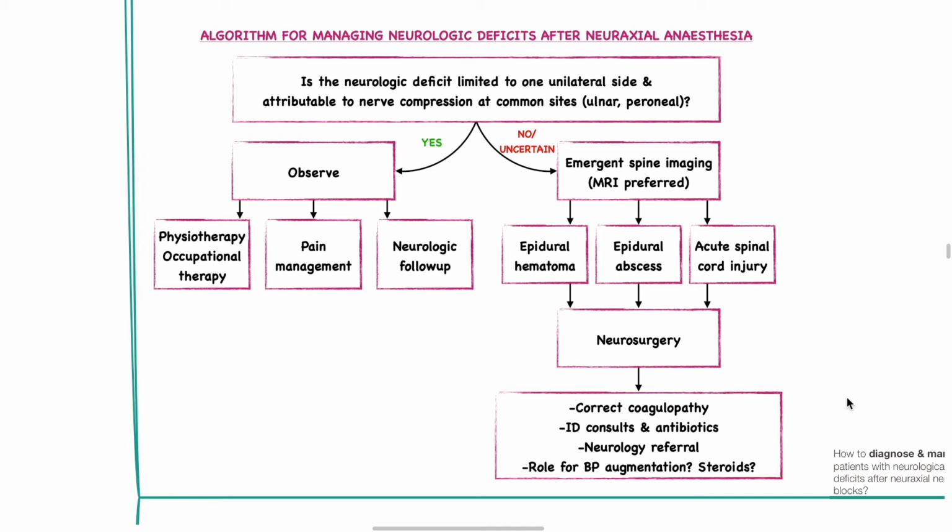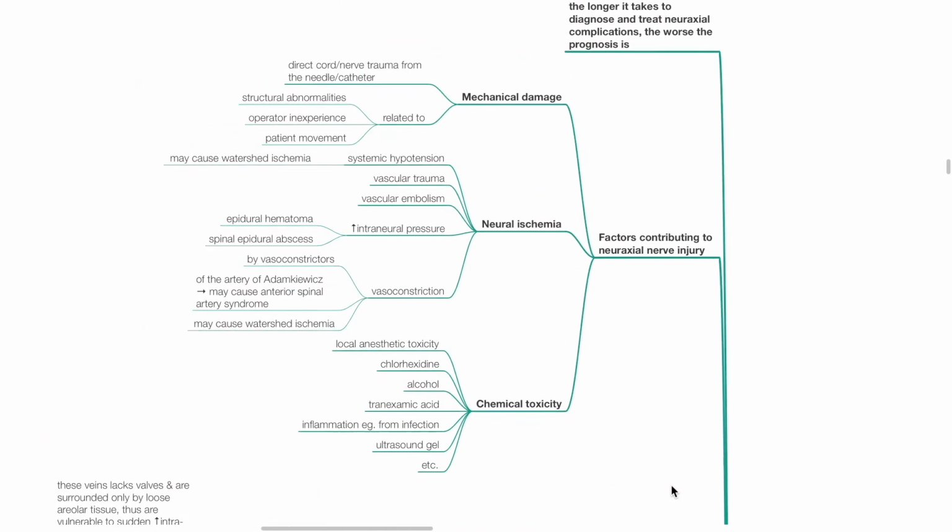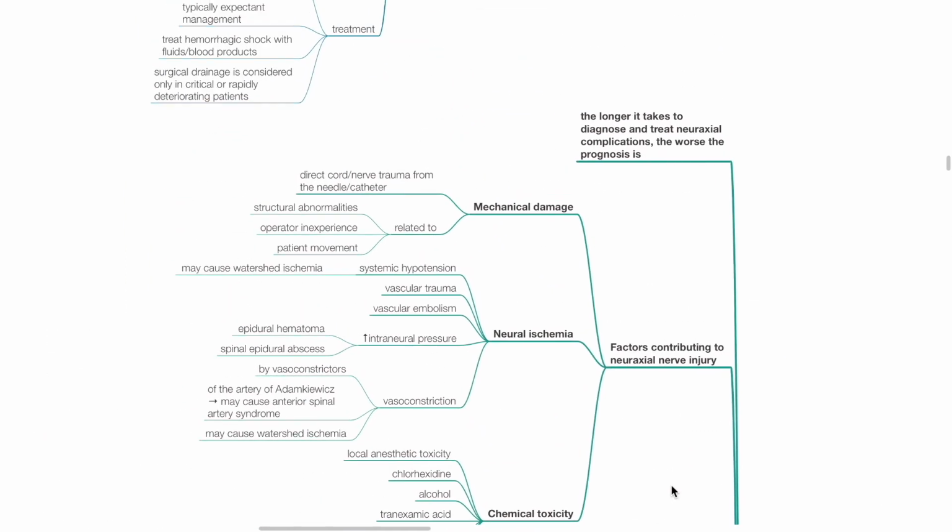If no or uncertain, proceed with emergent spine imaging. MRI spine is preferred. Possible pathologies include epidural hematoma, epidural abscess and acute spinal cord injury. Obtain neurosurgical consultation, correct coagulopathy if present, ID consults and antibiotics as appropriate. Consult neurology and determine whether there is a role for BP augmentation or steroids. The longer it takes to diagnose and treat neuraxial complications, the worse the prognosis.